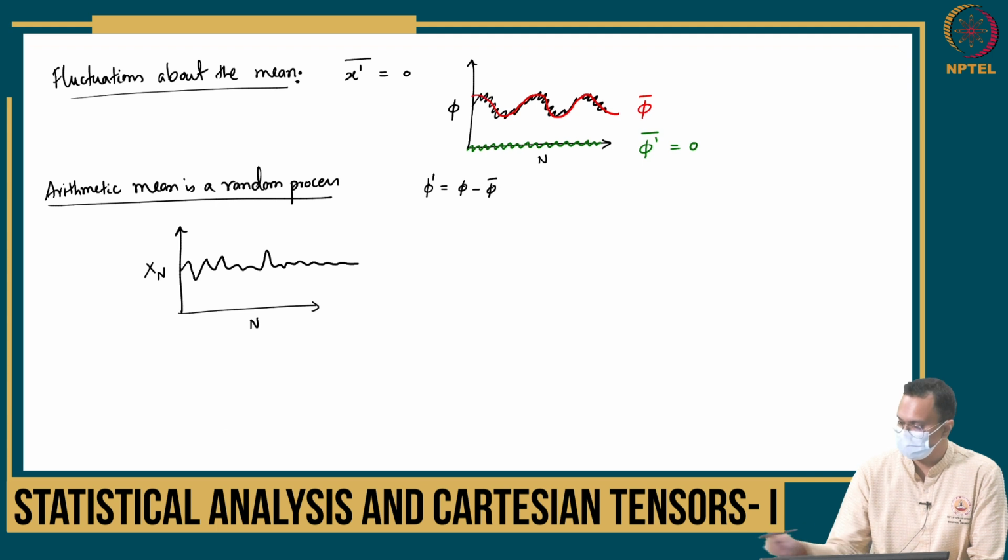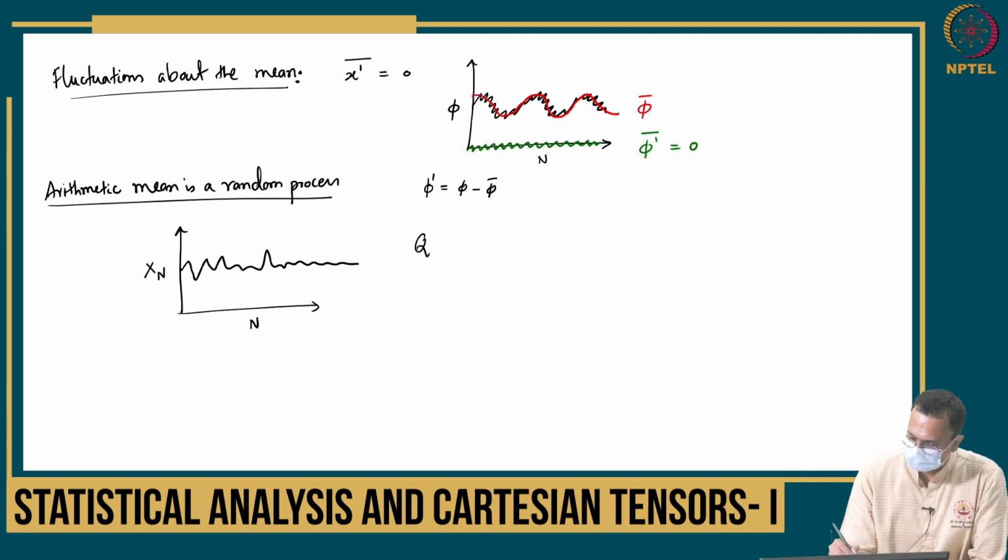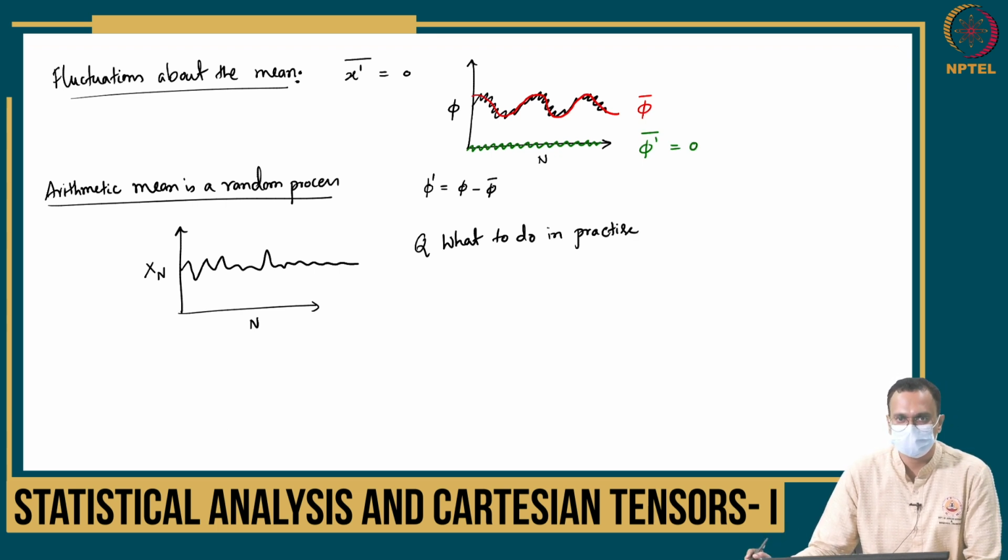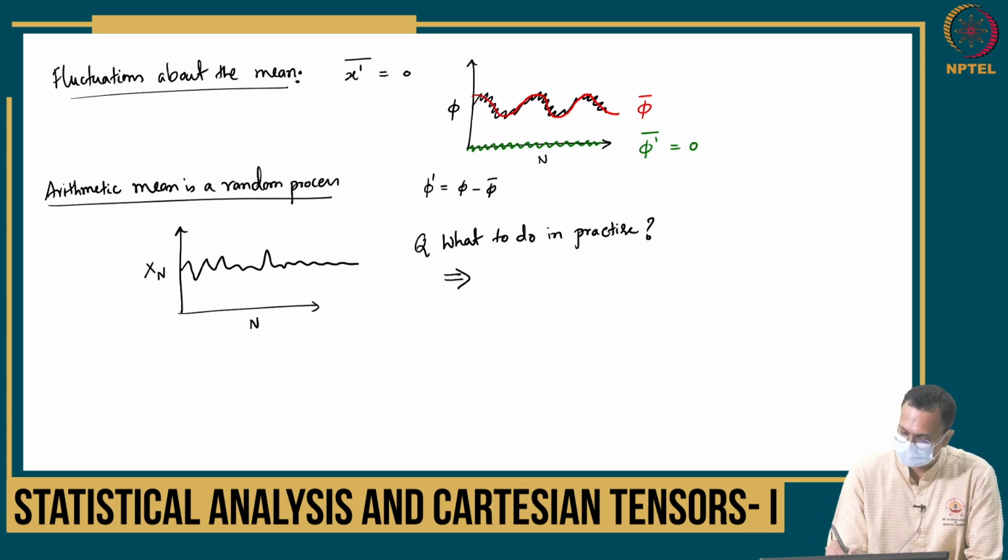So in practice, what should you do is the question. What to do in practice, not theory, right? Theoretically we have the ensemble mean, that is fine, but when you work with data that is coming from your simulations or experiments, what do you do in practice? We cannot get statistically independent data and we cannot get an infinite number of samples. So the first thing to check here is convergence. As n increases, this xn should converge to X, the true mean or x bar.